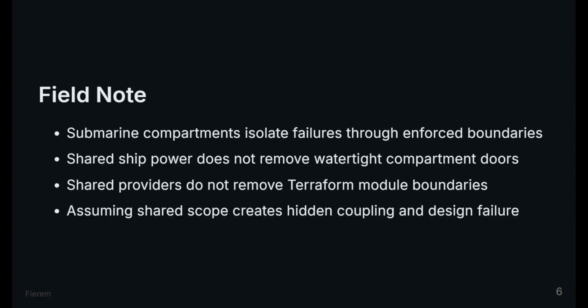The highest operational risk appears when engineers assume a child module can freely reach into the root because both use the same AWS provider. That false assumption causes bad module design, hidden coupling attempts, and confusing refactors later.